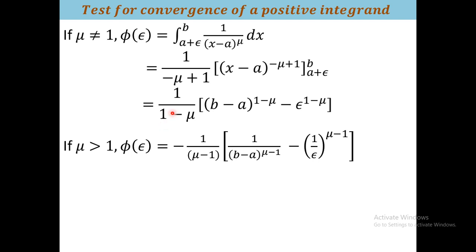So you have to express this in terms of mu minus 1. So here you take common minus 1 from that form. This will be minus of 1 by 1 minus mu, this is b minus a whole to the power 1 minus mu. This means 1 by b minus a whole to the mu minus 1, and this is the same as 1 by epsilon whole to the mu minus 1. Now you have to take epsilon tends to 0 plus.